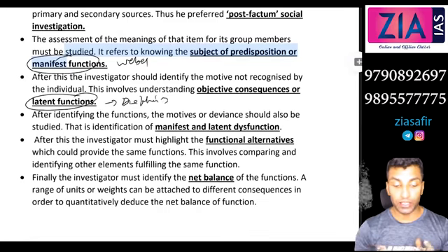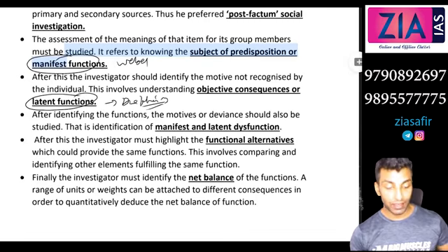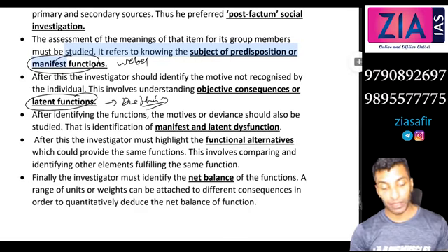Manifest function is a subjective predisposition, the individual's intended meanings, the individual's intended outcome. That is Weber. Latent function means it is the outcome for the society. That is Durkheim. So both are coming here.